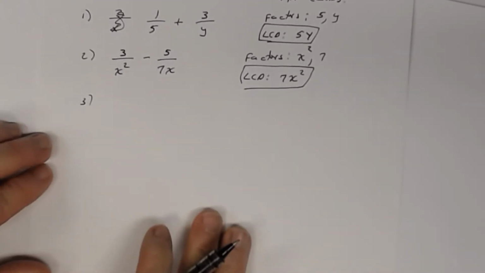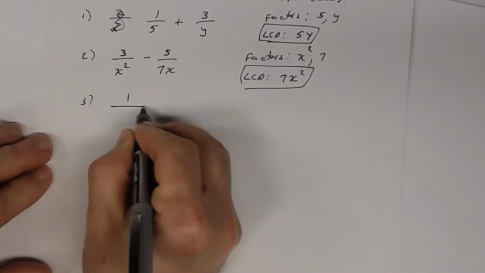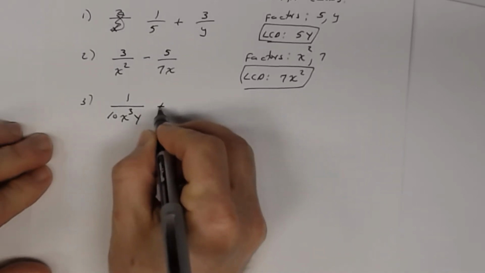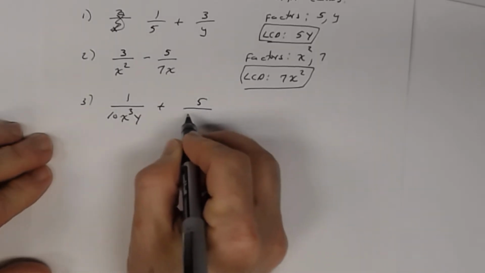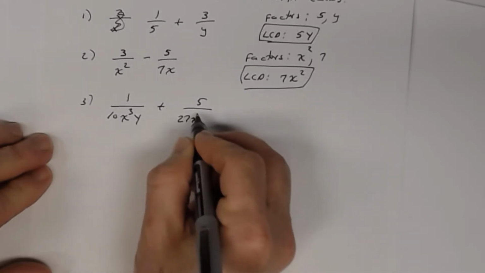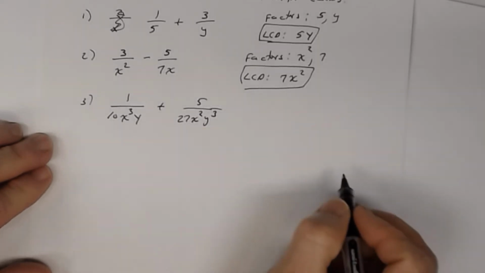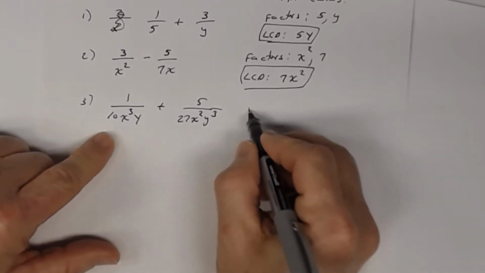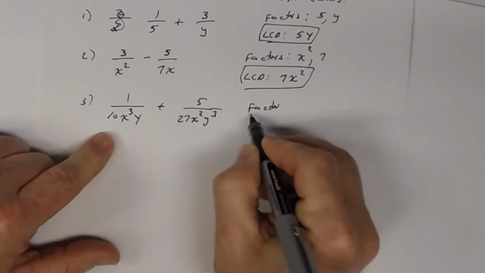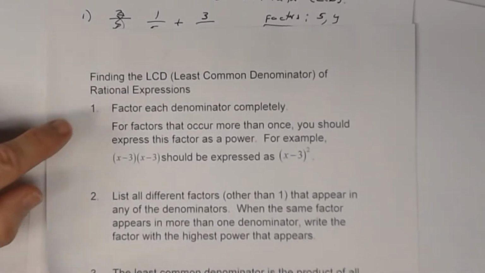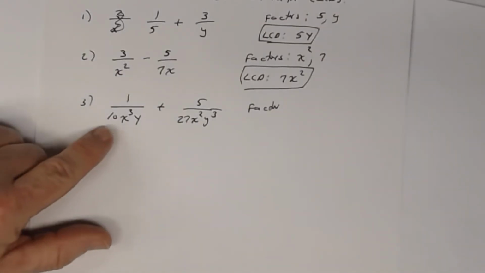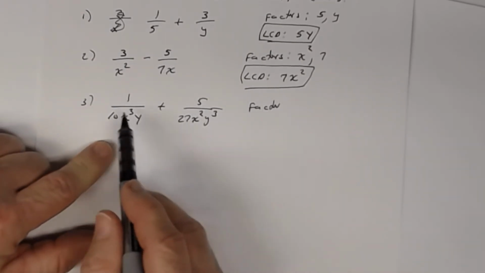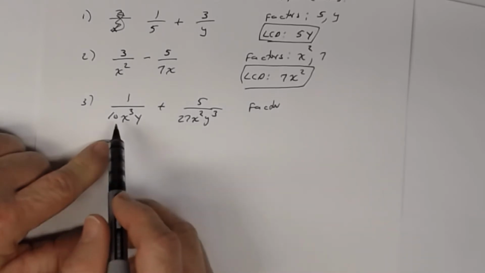Number 3, we have 1 divided by 10x cubed y plus 5 divided by 27x squared y cubed. Okay, now let's talk about the different factors that I see. For one thing, in step 1, we have to factor the denominators completely. Well, keep in mind, just like the first two, these are monomial factors. So in terms of factoring, there's nothing I can do there.